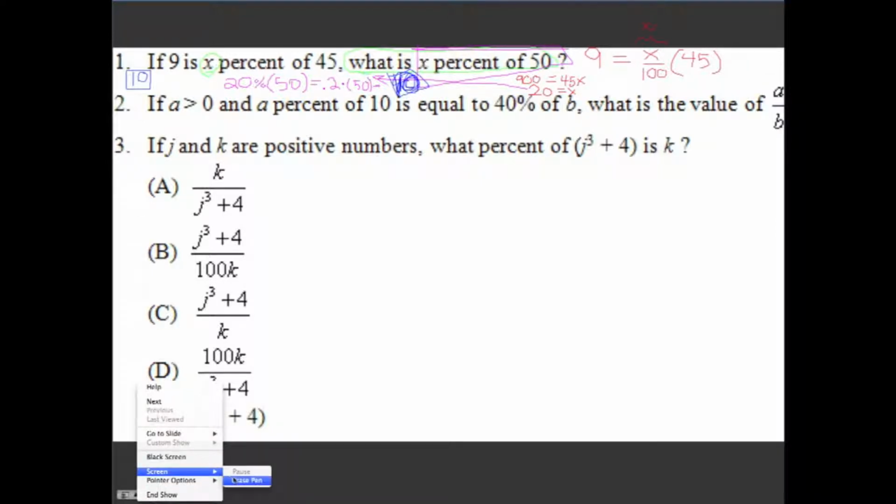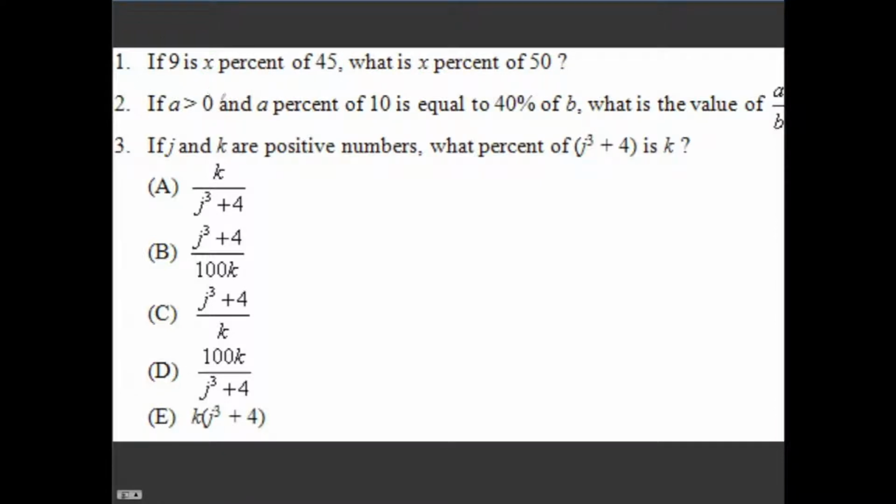Okay, so now we're going to be moving on to the next problem. So if A is greater than 0 and A% of 10 is equal to 40% of B, what is the value of A over B? So we're going to show our work right over here. And now just keep in mind that A is greater than 0, okay? You want to keep that in the back of your mind, but right now we don't need to focus on that. That's at the end.